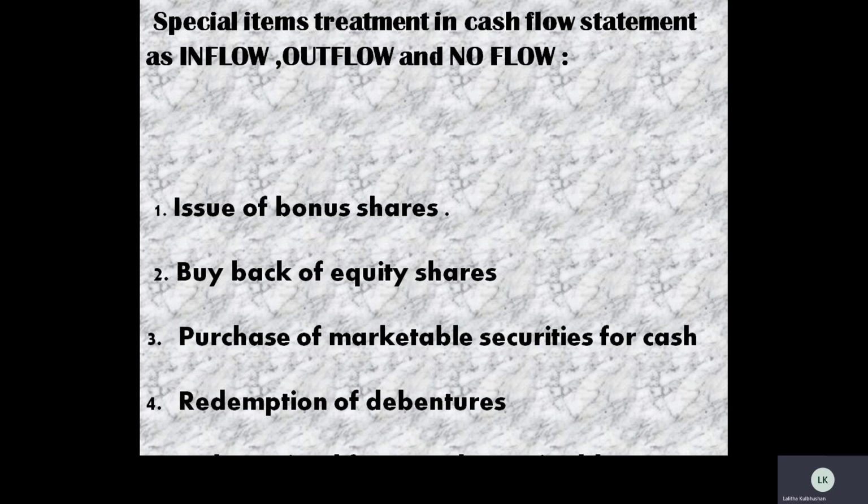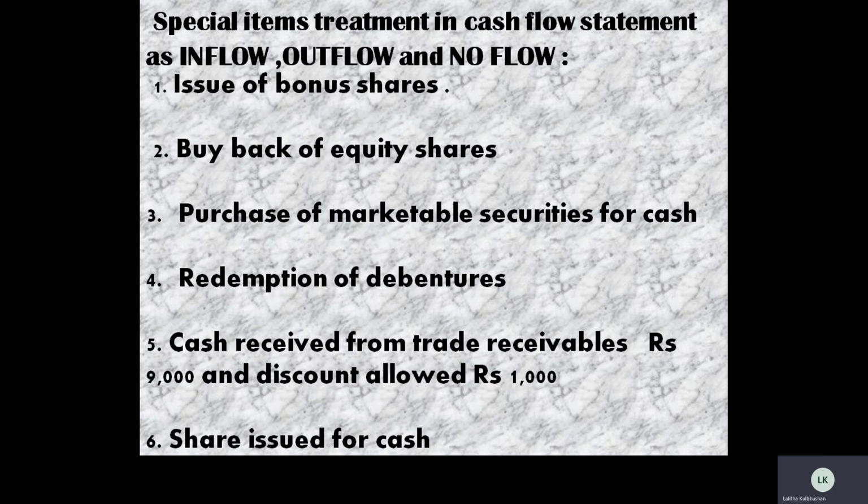So let's see, the first is the issue of bonus shares. Issue of bonus shares means the company is issuing extra shares to its existing shareholders, maybe as a bonus, or maybe to increase goodwill amongst them. For this purpose, the company is not charging them, and they are not supposed to pay any amount in lieu of it. So the issue of bonus shares results in no flow. So children, what is the treatment of the issue of bonus shares? We won't be doing anything with bonus shares in the cash flow statement, basically because it results in no flow of cash.